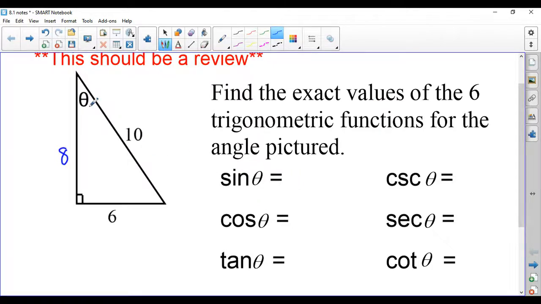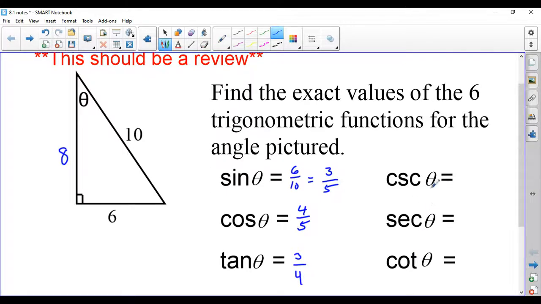Sine of theta. Sine is opposite over hypotenuse, 6 over 10, and we're going to reduce these whenever we can to 3/5. Reduce the fractions, write things in simplest radical form, and so on. Cosine of theta, adjacent over hypotenuse, 8/10 is 4/5. And tangent of theta, opposite over adjacent, 6 over 8 is 3/4.